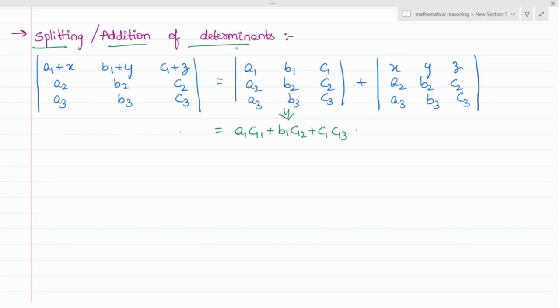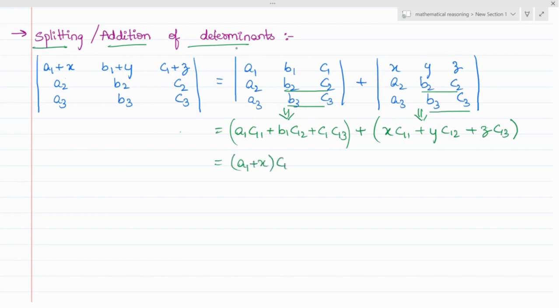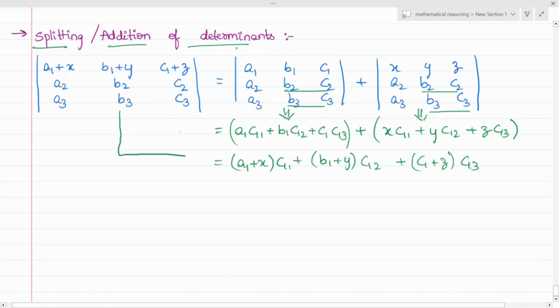Now calculate the other determinant. When you do that, you get X into C11 again. Why again? Because these cofactors are the same. So it becomes X C11 plus Y C12 plus Z C13. Now take common: you'll get A1 plus X times C11, plus B1 plus Y times C12, plus C1 plus Z times C13. So this is actually what this determinant value is. Am I right?